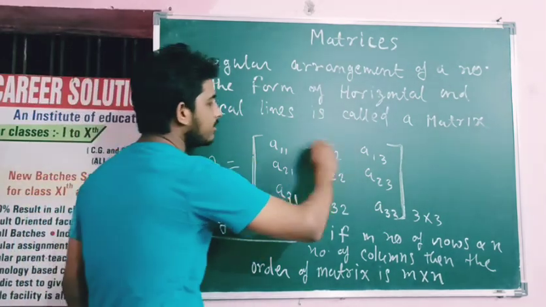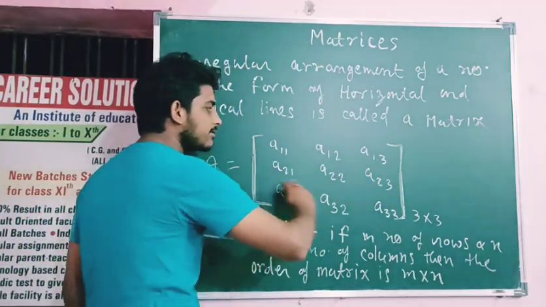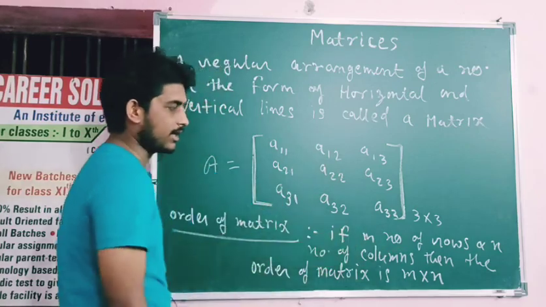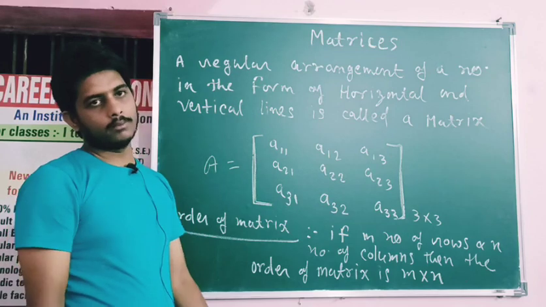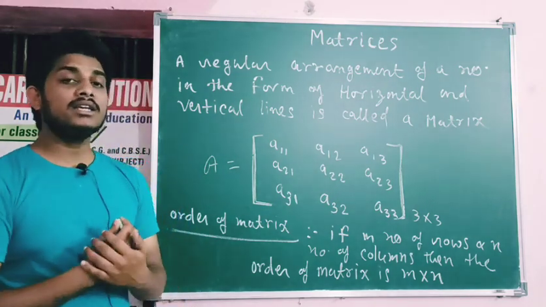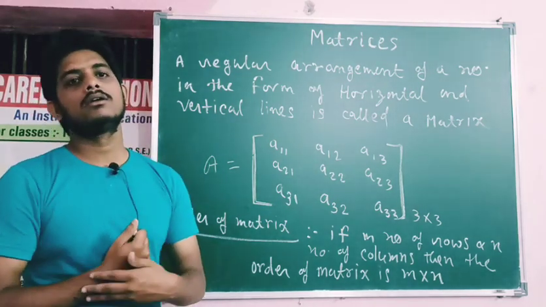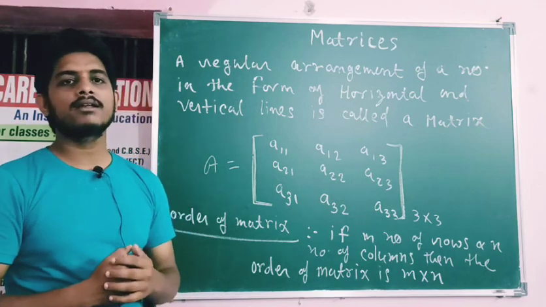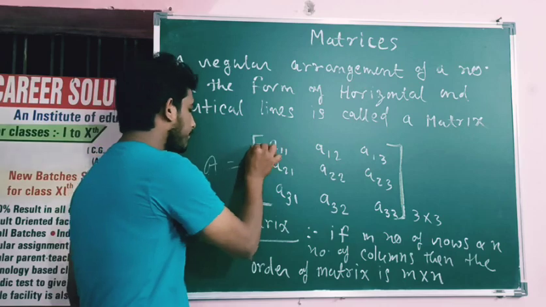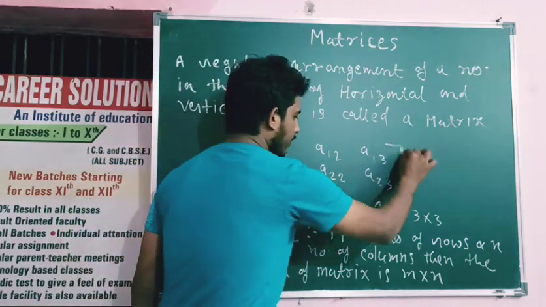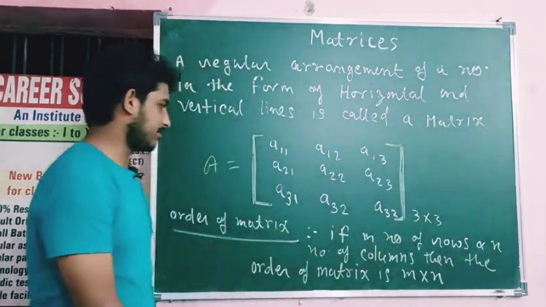There is a horizontal line, you can see this is the first horizontal line, second horizontal line and the third horizontal line. There are three vertical lines also, which are called columns. Each number of the matrix is called an element of the matrix, and the elements of the matrix are enclosed in a bracket. So in this way we write the matrix.